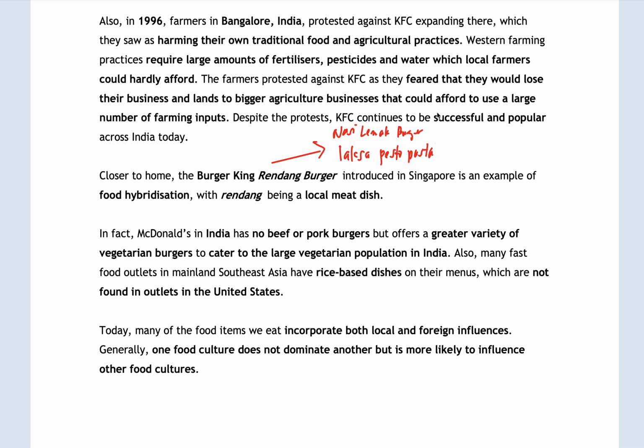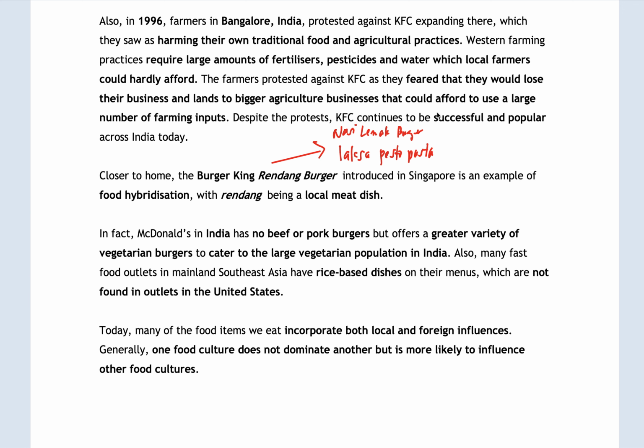There's a combination of Italian culture and our local Asian culture, which is laksa and pesto, the two different cultures there. So there are a lot of examples of hybridization you can see all over our local food scene here in Singapore. On one hand you have your local culture, on the other the authentic Western or foreign cultures, and in the middle you have a lot of different hybrid foods that come as a result of this hybridization effect.